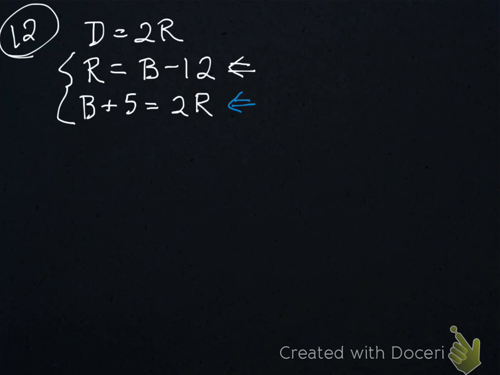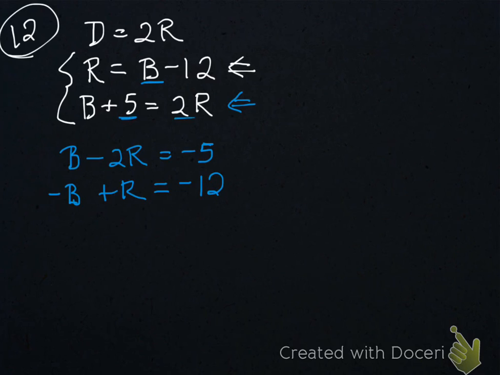Okay? So, bottom one, I would have B minus 2R equal to negative 5, because I need to move the 5 over. In the middle one, I'm going to have negative B plus R equals negative 12. Do you see what I moved? I moved the B, moved the 5, moved the 2R. Now we can add those together. The B's cancel. I get negative R equals negative 17. So R equals 17.